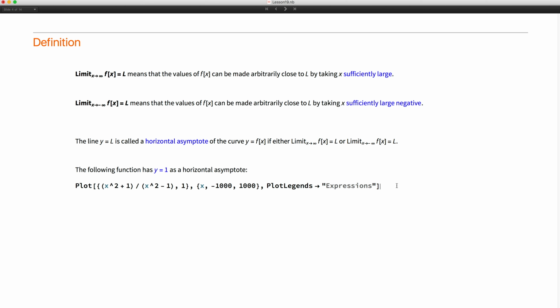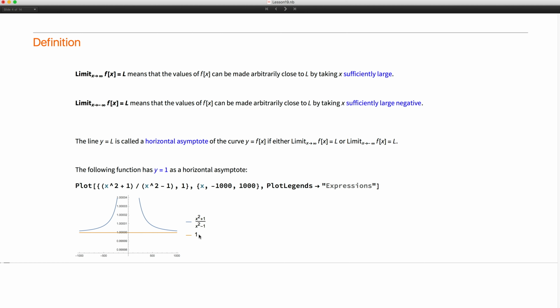Here's a plot for the function x squared plus 1 over x squared minus 1, and whether x approaches infinity or negative infinity, the values of y will approach 1. Roughly speaking, when x is very large, you get x squared over x squared, which is 1.